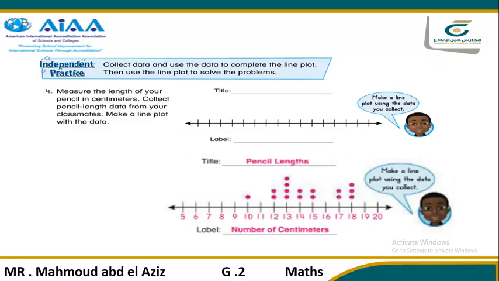And you can collect pencils. Here in our question we have 10, just one pencil length equal 10, and we have 2 pencils equal 12 centimeters, and we have 4 pencils equal 13, and so on. So the title here is pencil lengths, and our label is number of centimeters.